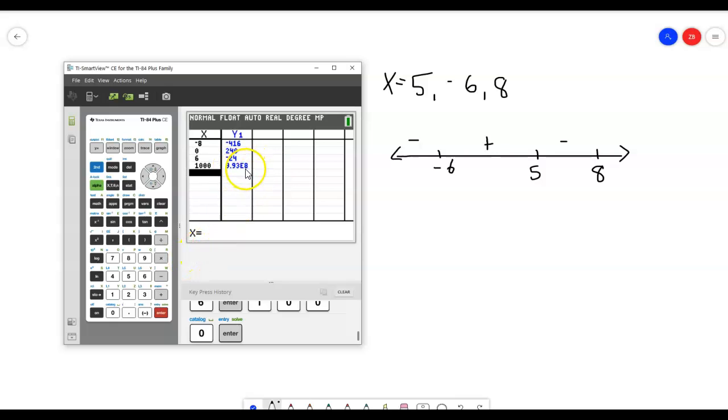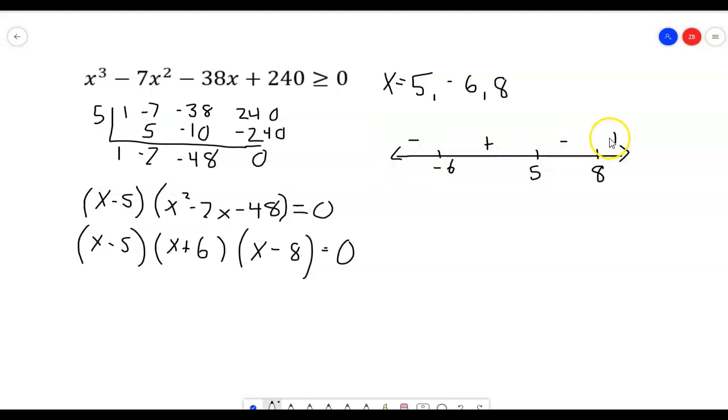That's e to the 8th, which means you have to move that decimal place 8 places. Let's pick 9 just to show you that it's still a positive number. So that means here I'm below the x-axis, and then after -6 I'm above the x-axis, and then between 5 and 8 I'm below the x-axis, and then after 8 I'm above the x-axis.